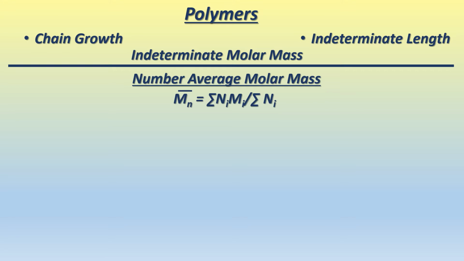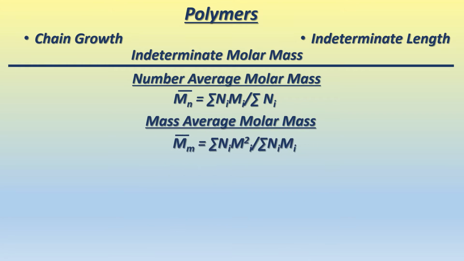A straight average, however, can disproportionately weight heavier polymers. Therefore, a more accurate way of calculating the average mass in a sample is what's called the mass average molar mass, which is a weighted average. In this case, the mass that has the most number of chains is the one that controls or predominates in calculating the average.